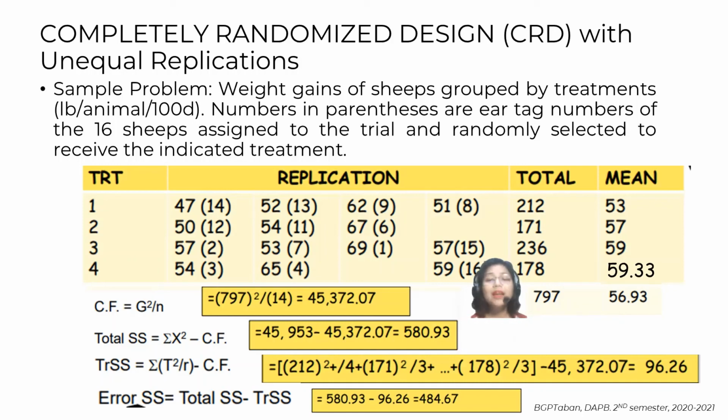So, ganun din po yung ating proseso. Kukunin po natin yung ating CF. Again po, para kunin yung ating CF, you're going to square the GT or grand total, or you just simply square the, anong isa-square natin? Ang ating summation of x. So, 797 squared divided by, ilan po ba yung ating n ngayon? 14 na lang po kasi po namatay yung dalawa. 16 minus 2 is 14. So, the answer is 45,372.07.